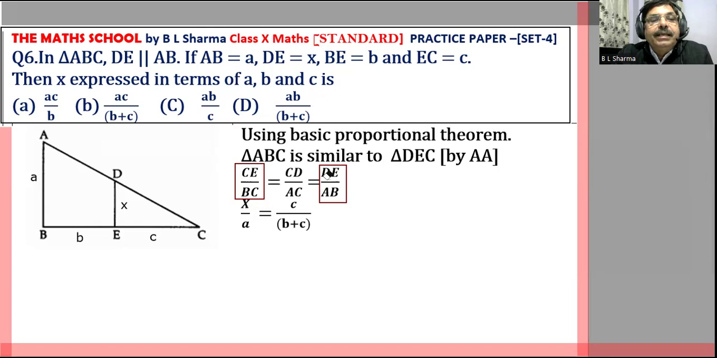BC, DE is X. AB is A. CE is C. BC is B plus C. ये हमने पहले लिखा और ये बाद में लिखा है. क्रॉस मल्टीप्लाई करिए. X is equal to AC upon B plus C. So here you can say this is the correct option.